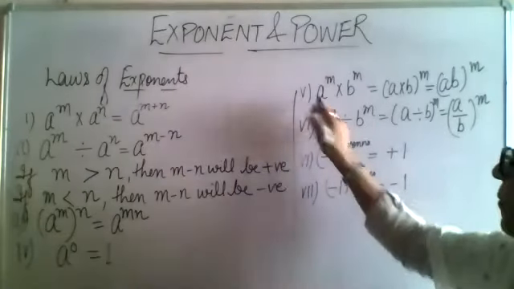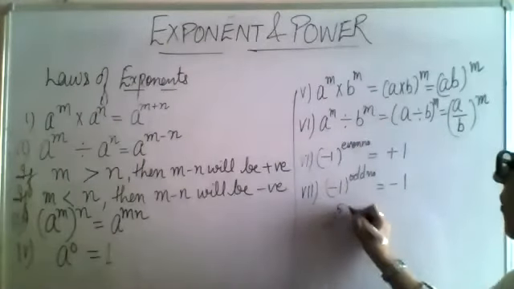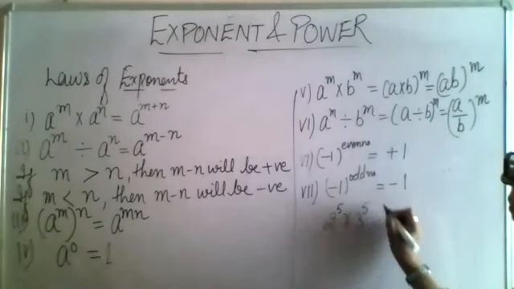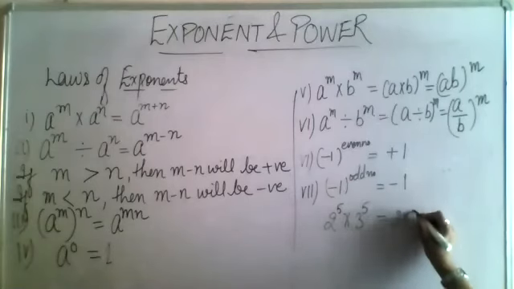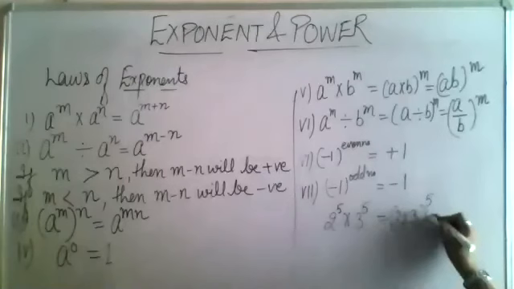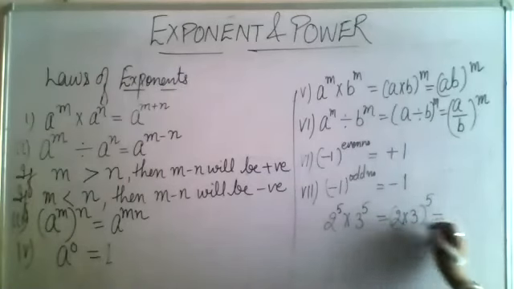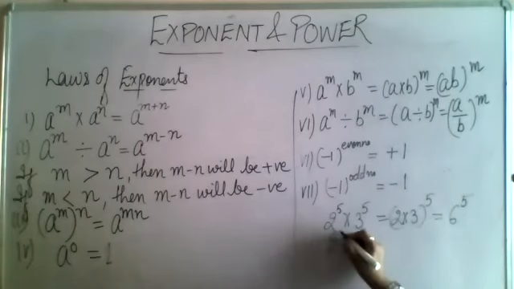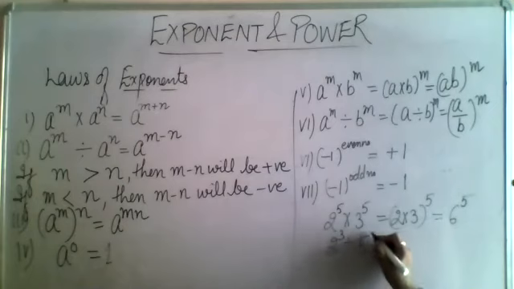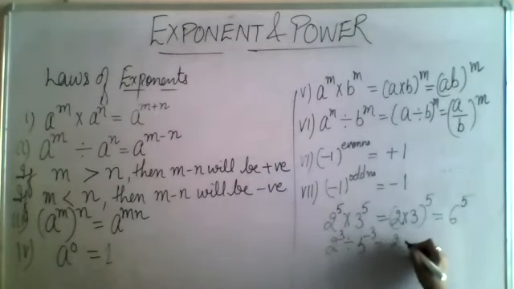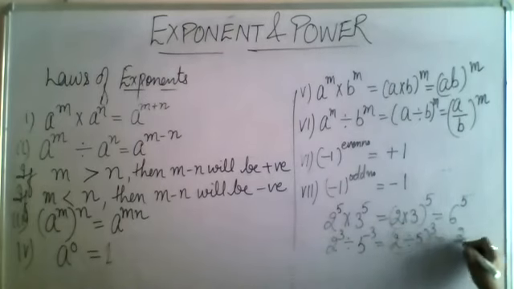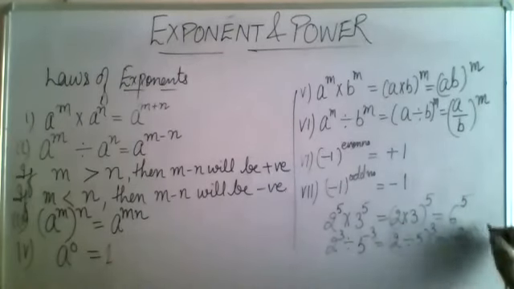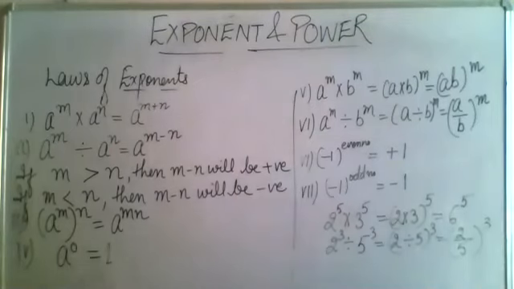I am just giving an example for this. 2 raised to power 5 into 3 raised to power 5. You will write together, and it will be multiplied, not 23, 6 raised to power 5. If I write the same number in divide form, it will be in divide, same power. So it will be this one.